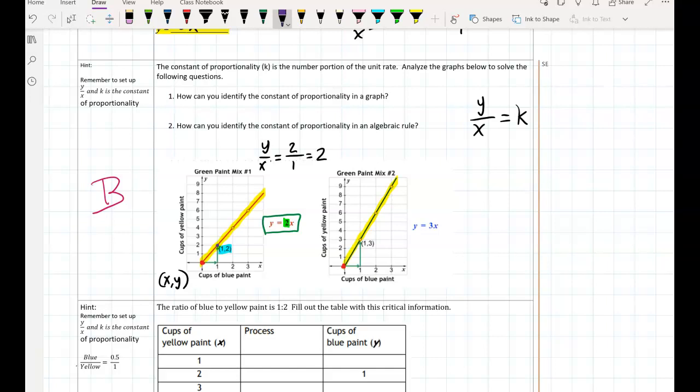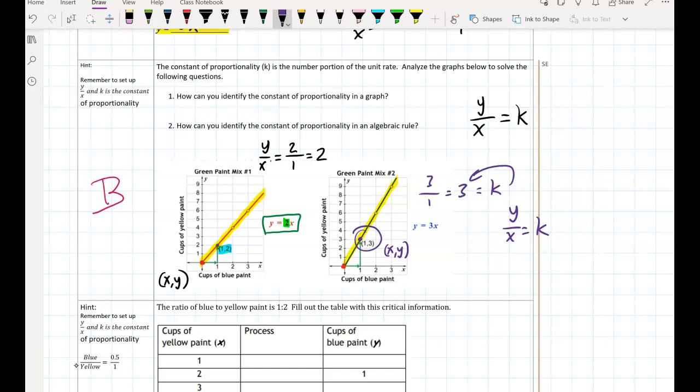Well, what's the constant of proportionality in this graph? Let's see. Here's our xy pair for this point right here. Remember, it's an x, comma, y pair. So, our y is 3, our x is 1, and 3 divided by 1 is 3. So the constant of proportionality is 3. Y divided by x. Because y divided by x will always equal the constant of proportionality if it's a proportional relationship, that line is straight and it passes through the origin, as you see here.